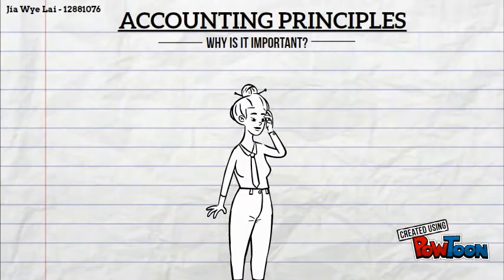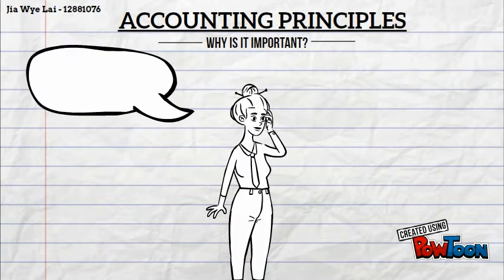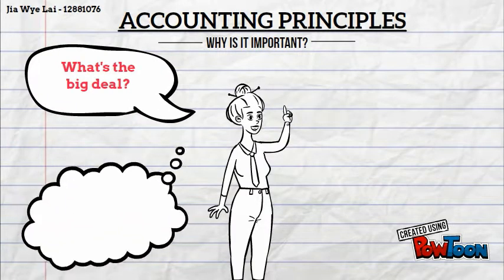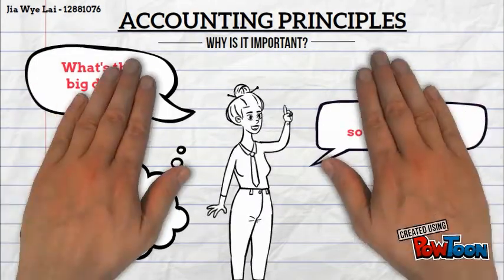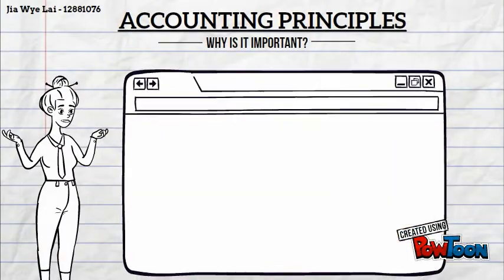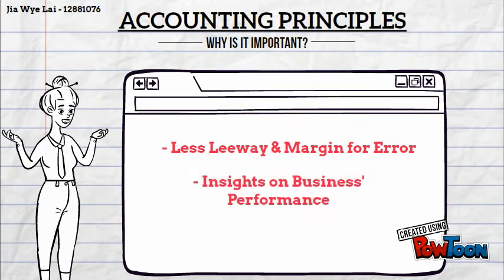So now that you know what an accounting principle is, you're probably wondering, what's the big deal? Why do I need to know this? Why is it so important? First, with accounting principles, there is lesser leeway and margin for error when businesses are preparing their financial statements. Second, when the information presented in the financial statements is accurate, the business is given insight on their performance during the financial year.